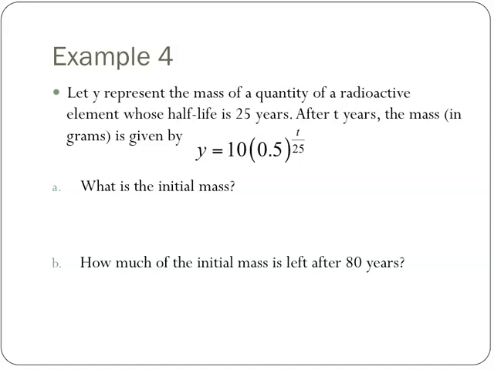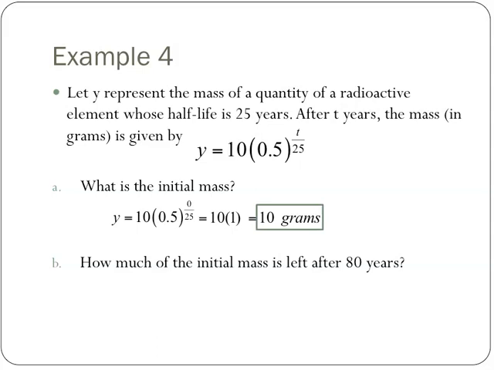Now, what is the initial mass in this problem? Well, the initial mass is when t is equal to 0, when no time has passed. So if we plug 0 in for t, we end up with 10 times 0.5 to the 0 power. Now, make sure that you deal with the exponent first before you multiply. So 0.5 to the 0 is equal to 1, and then 10 times 1 is equal to 10. So initially, we were starting with 10 grams of this radioactive element.